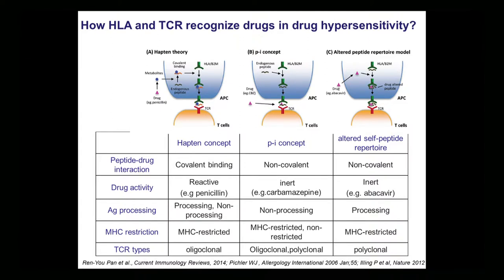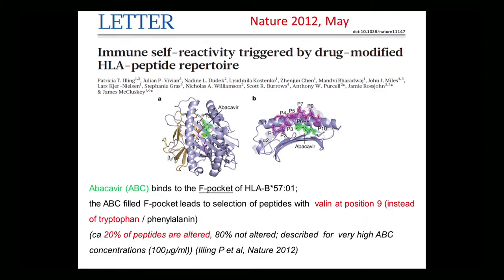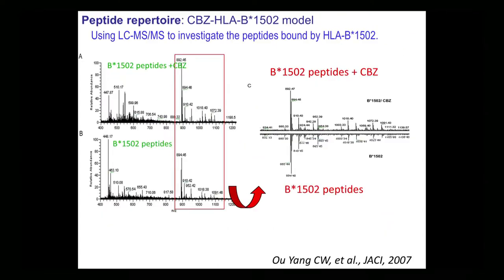The third theory is the altered self peptide repertoire. The theory is that the drug, such as abacavir, has non-covalent binding, but can change the peptide binding to the HLA allele. Okay. So this is the new theory of drug hypersensitivity. The drug, such as abacavir, can bind into the F pocket of the B5701, and then at a specific position, at position 9 of the F pocket, the amino acid of the binding peptide will be changed. About 20% of the peptides will be changed. But this kind of theory cannot fit other drug-induced Stevens-Johnson syndrome, such as carbamazepine, where we only observe no change of the peptide binding with the presence of drug or without the drug.